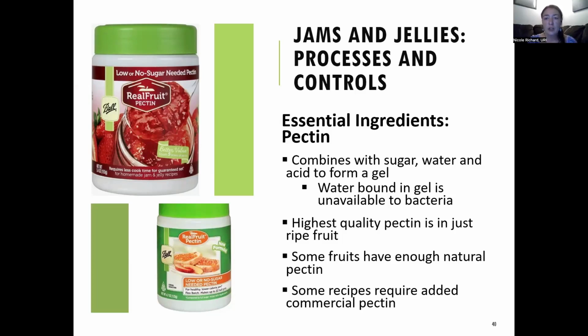It combines with the sugar, water, and the acid to form that gel that we want when we're making a jam. And water bound in the gel is unavailable to bacteria. The highest quality pectin is in just ripe fruit, but some recipes call for additional pectin to be added.